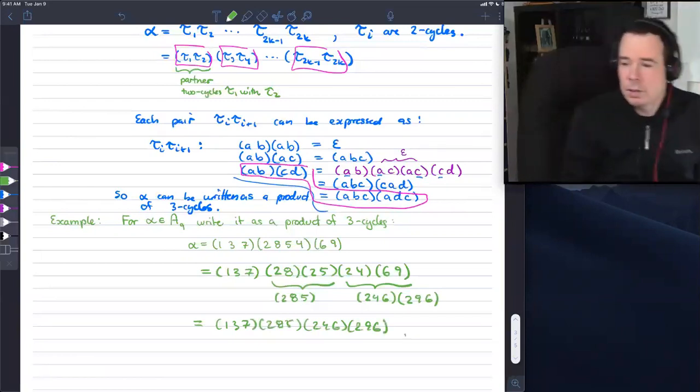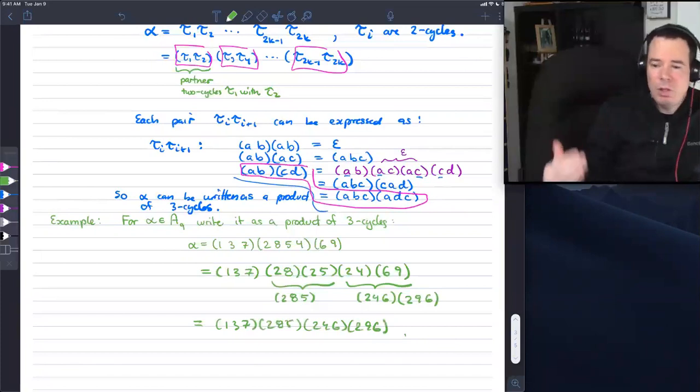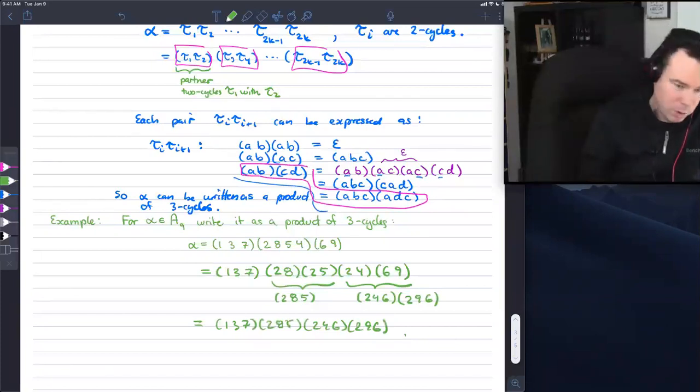And that's it. That's our proof. Every even permutation is now a product of 3 cycles. So it's possible to write it as a product of 3 cycles.